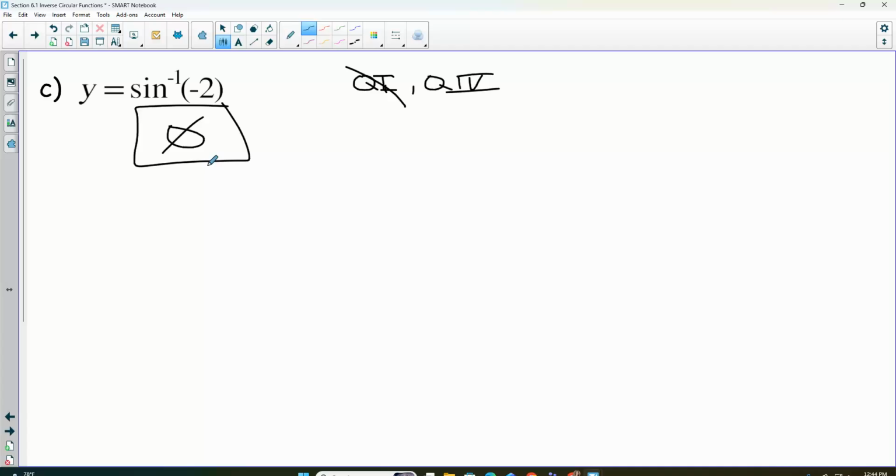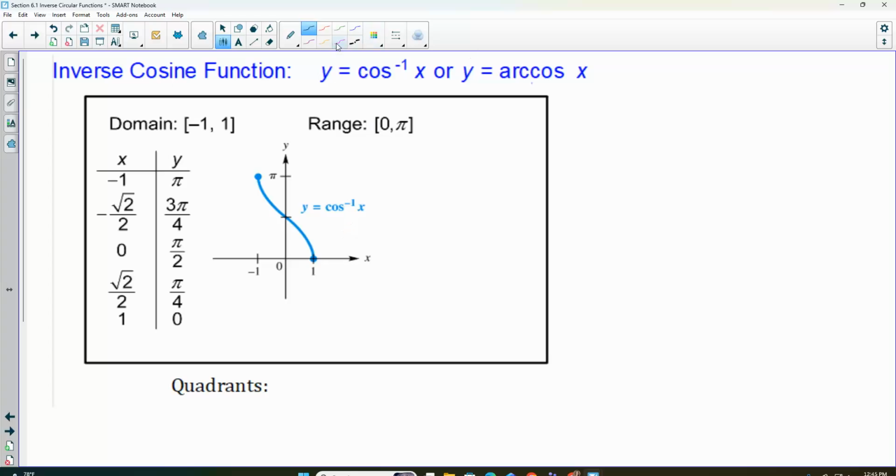Is that okay? So let's talk about cosine. Think about your unit circle. Cosine is positive in quadrant 1. When is it negative? Quadrant 2. So cosine inverse. The most important thing that I'm talking about today is the quadrants. Cosine inverse, when you see that, I am talking about either quadrant 1 or 2, because you always have one positive quadrant and one negative quadrant.